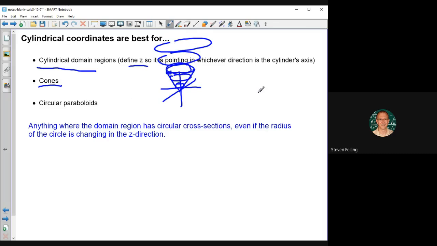And also circular paraboloids. If you're integrating over a paraboloid, that paraboloid also has circular cross-sections. It's just that the radius is changing in a nonlinear fashion, whereas it's changing in a linear fashion for cones. Okay, so all of those are cases where we would want to use cylindrical coordinates.